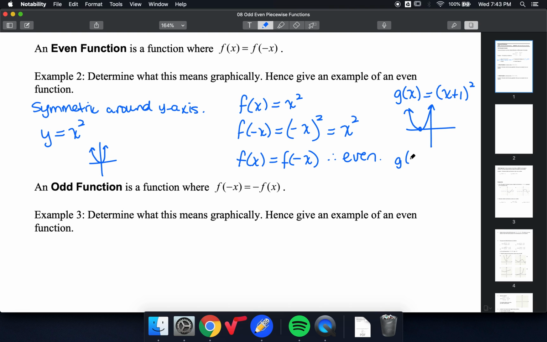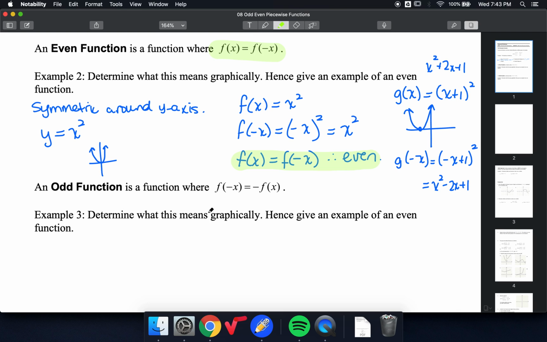And I can test that by using my definition. So negative x plus 1 quantity squared does not equal x plus 1 squared. If I expanded g of x, I would get x squared plus 2x plus 1. If I expanded this one, I would get x squared minus 2x plus 1. Those are not the same. So this means that just because it's an even power doesn't mean it's an even function. I have to use this definition to be even.